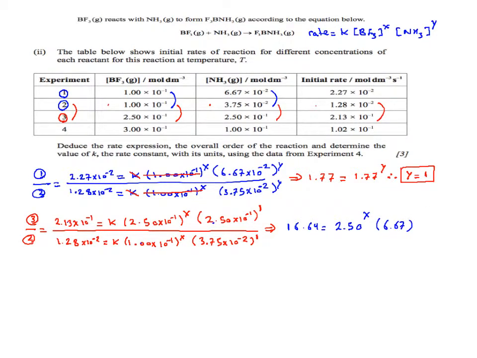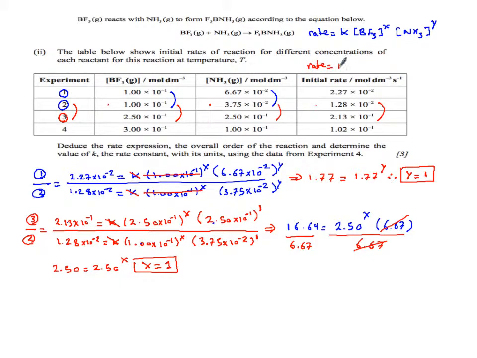Now we only have one variable. K's canceled each other out. So I'm going to divide both sides of the equality by 6.67. 16.64 divided by that gives me 2.50 equals 2.50 raised to power X. So my last deduction is X is also first order. So we have our rate expression.